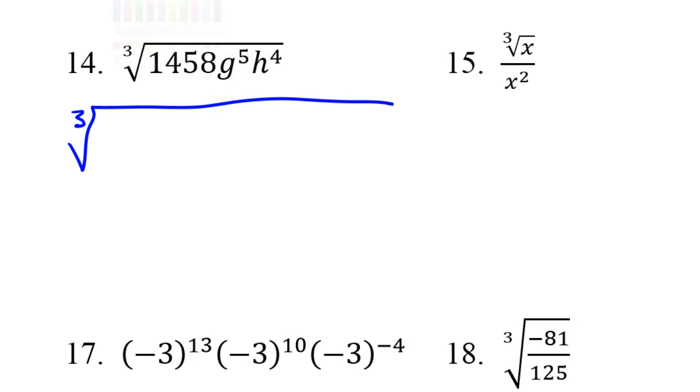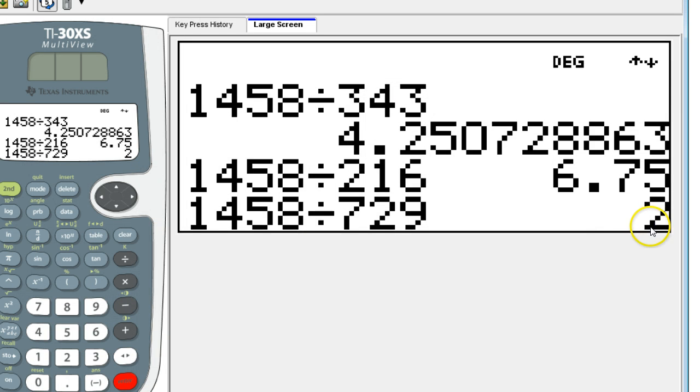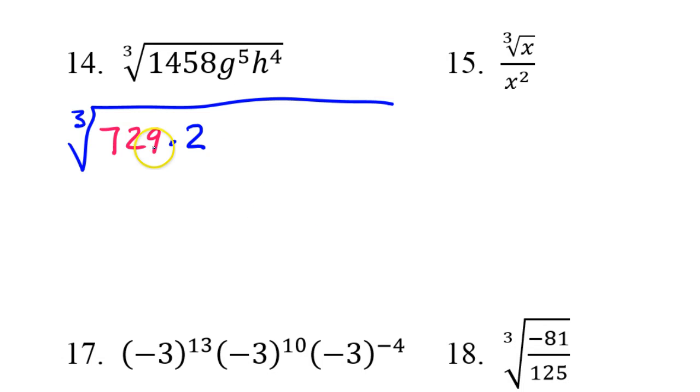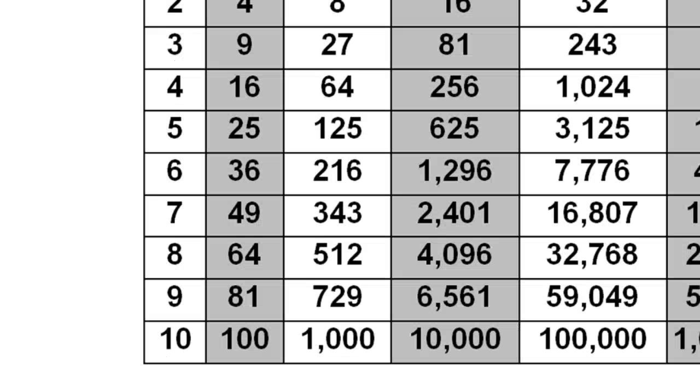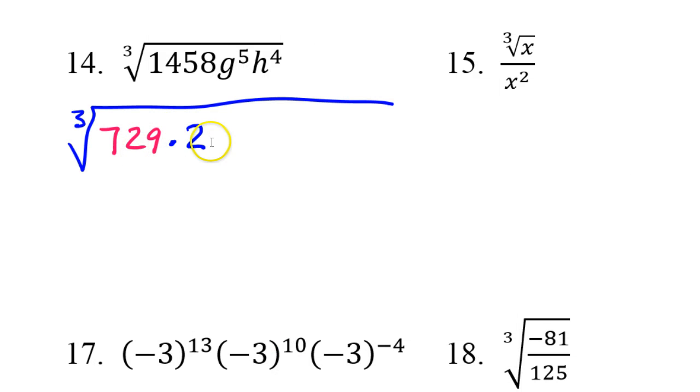Okay, so because it is the perfect cube, I can split this up as 729, and we just saw that it went in twice. So 729 times 2 is the same thing as 1,458. Now, I'm writing the 729 in pink because that is a perfect cube. I can take the cube root of it and get 9. So everything that can be simplified, I'm going to write in pink so it stands out.